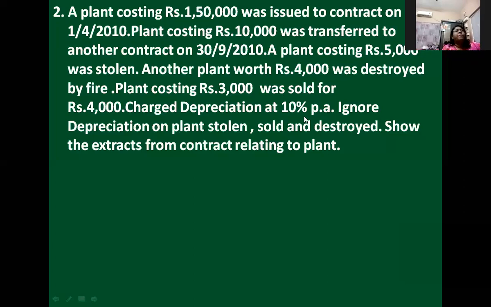Charge depreciation at 10%. Ignore depreciation on plant stolen, sold or destroyed. Show the extract from the contract account relating to plant. Now look at the solution.